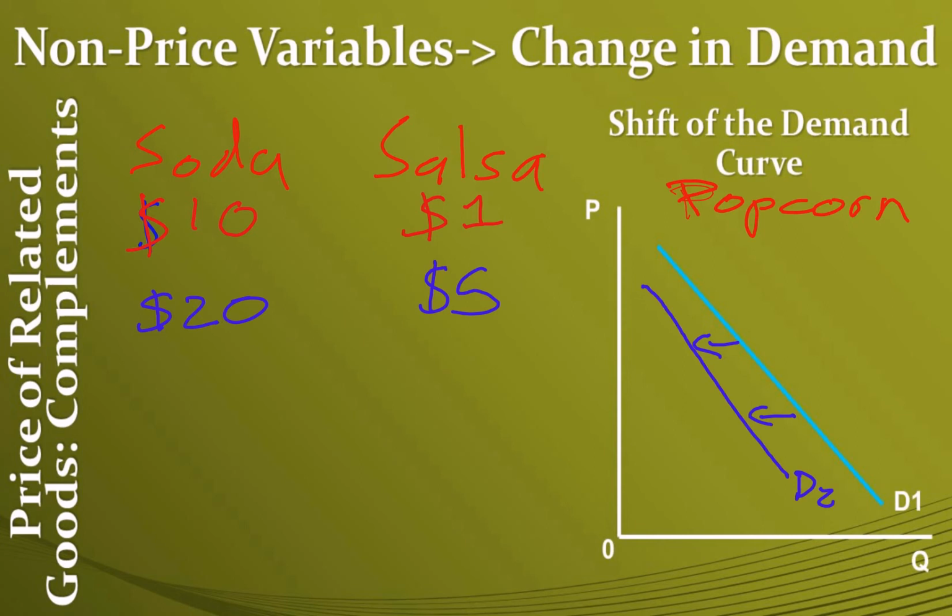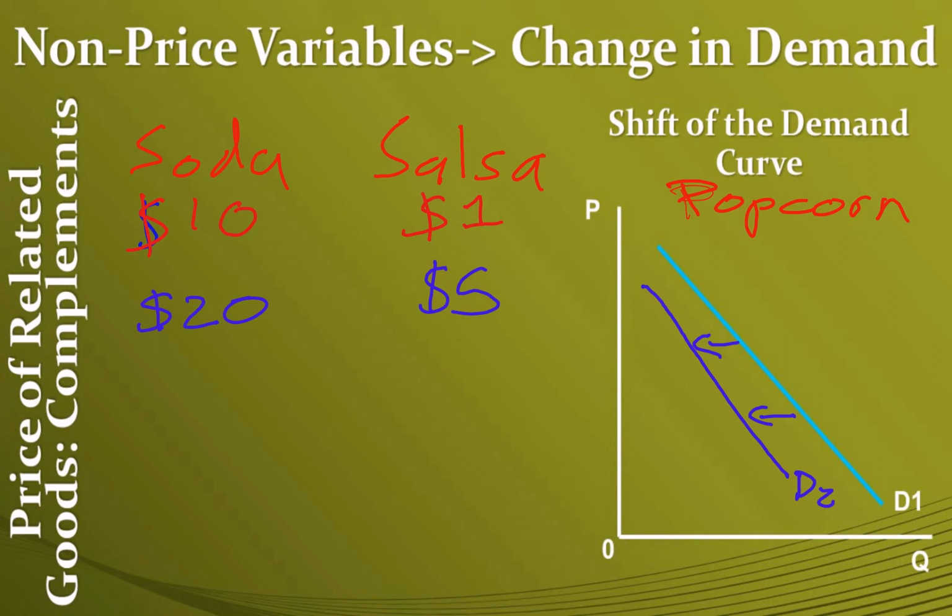If you only have a certain amount of money to go to the cinema, then if you also want to buy soda or salsa for your popcorn because they're complements, you will have to spend less money on popcorn. Therefore, the relation of the price and the quantity you demand for popcorn at each price will shift. All of it will change and will move to the left, will decrease.